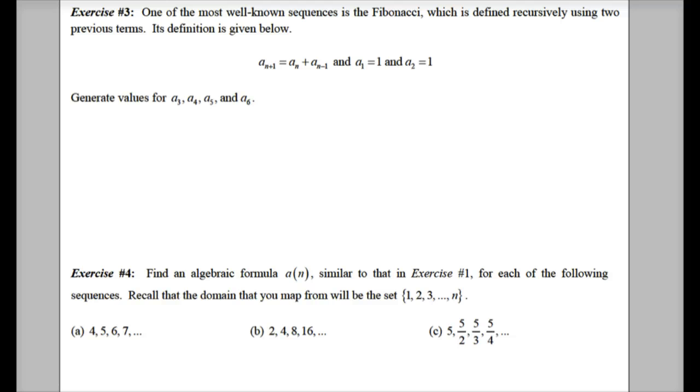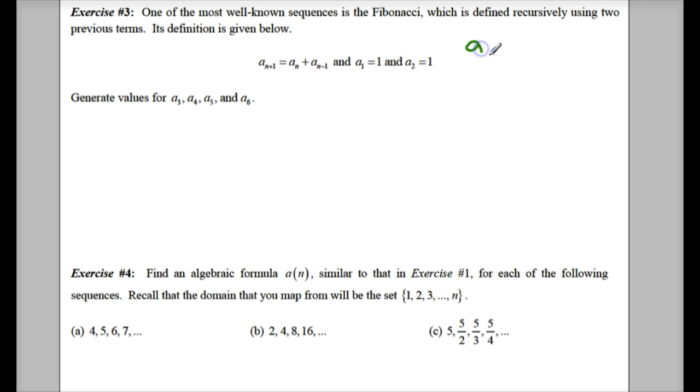So let's move it on. It says, one of the most well-known sequences is something called a Fibonacci sequence. You'll learn a lot about this in college, which is defined recursively using 2 previous terms. So just now we talked about a recursive using 1 previous term. Now we're going to talk about 2 previous terms. It says a_n is equal to a_(n-1) plus a_(n-2), and a1 is 1 and a2 is also 1.